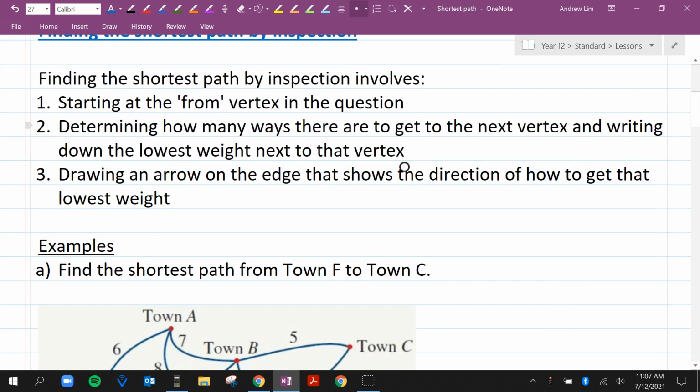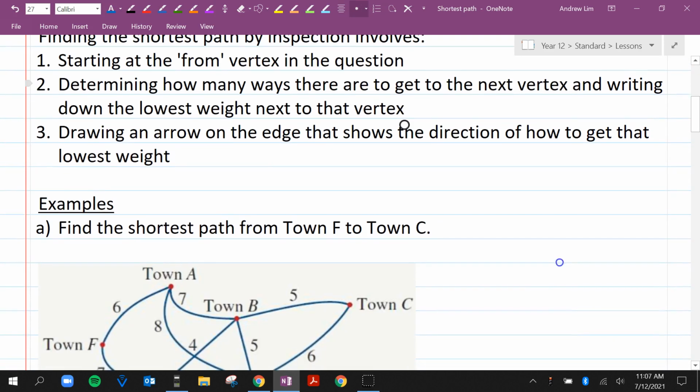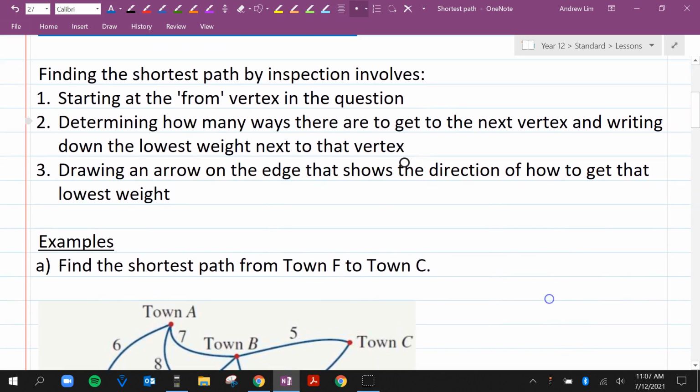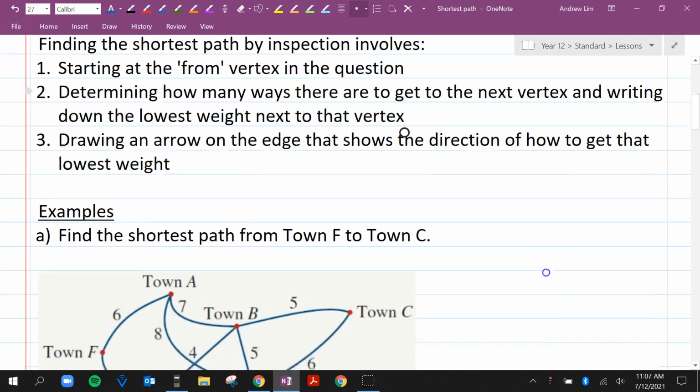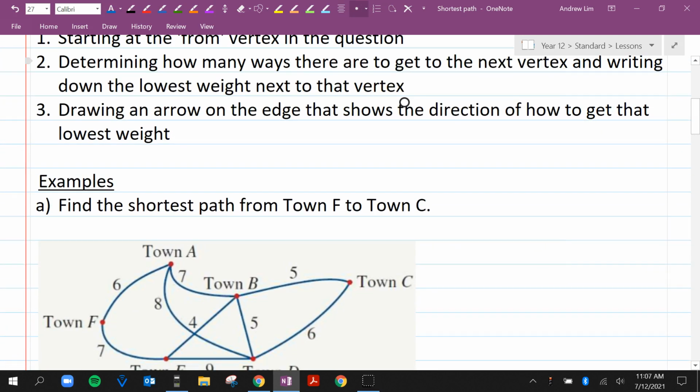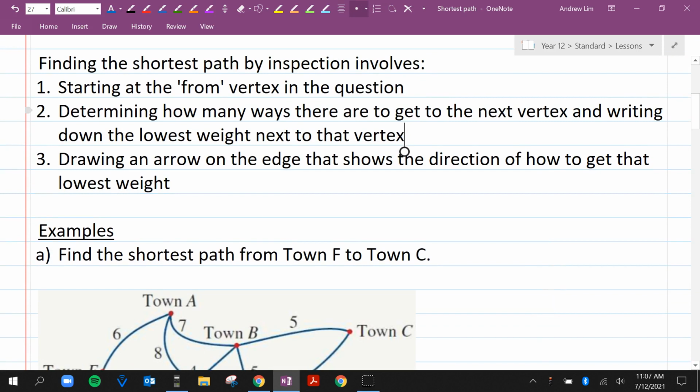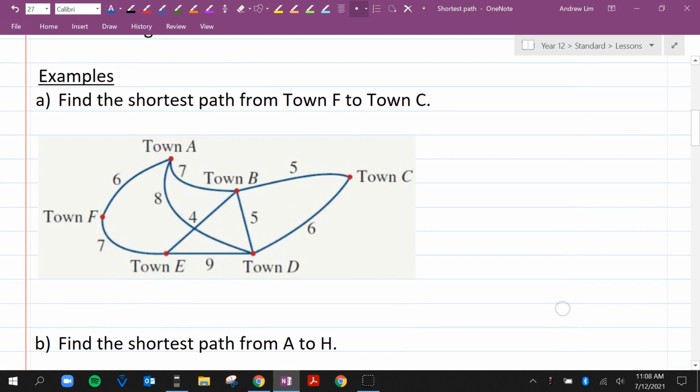So, finding the shortest path by inspection involves these three things. Starting at the from vertex in the question. Usually the question will always be from the very left to the very right, but just in case it's not, just look at what the question is asking, from which one to which one. For the purpose of this video, I'm just going to always be looking at from the far left vertex to the far right vertex. The second step involves determining how many ways there are to get to the next vertex and writing down the lowest weight next to that vertex, and then drawing an arrow on the edge that shows the direction of how to get that lowest weight. So what do I mean? Let's have a look at some examples.